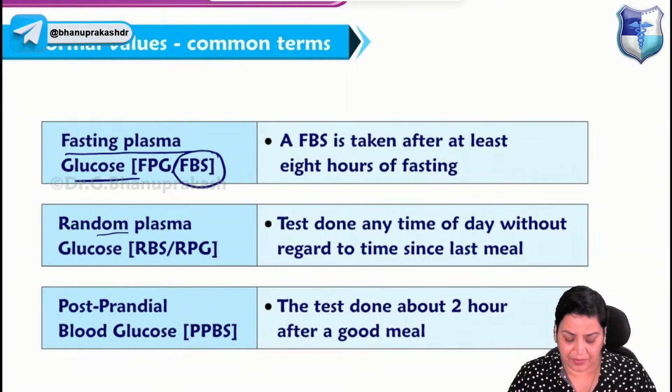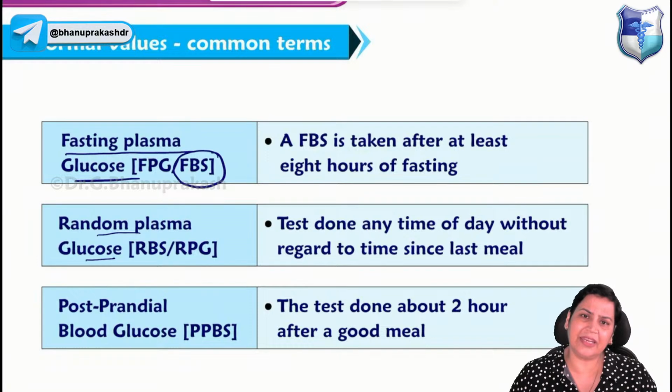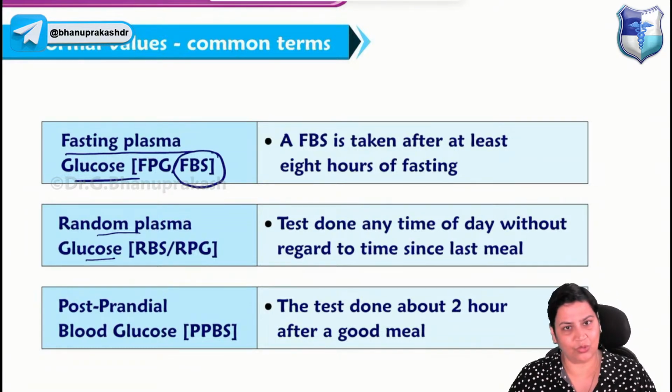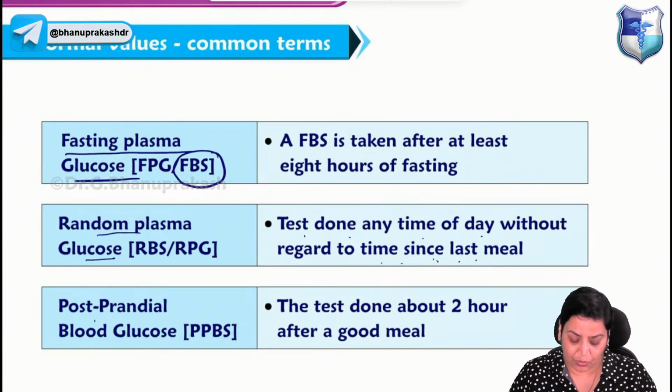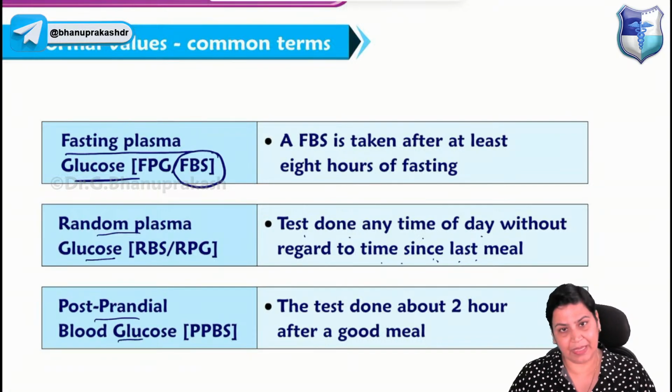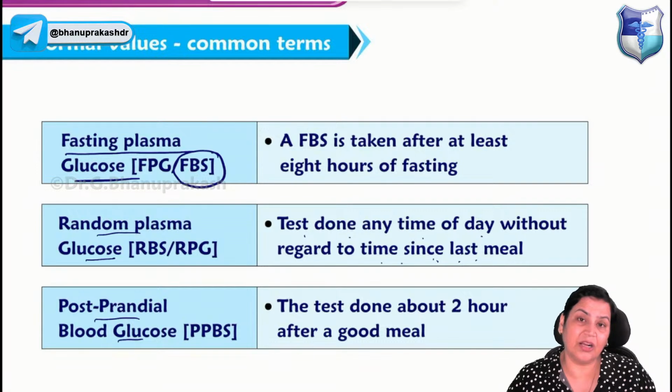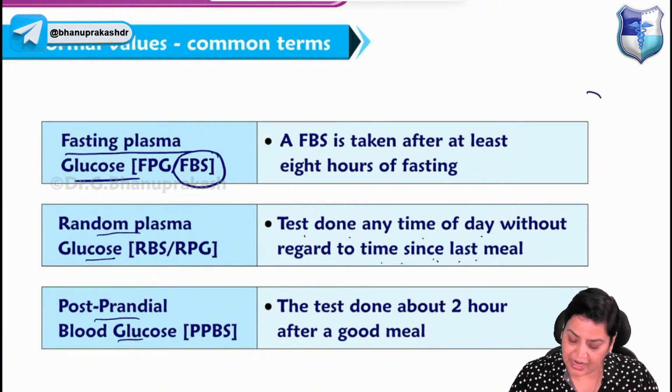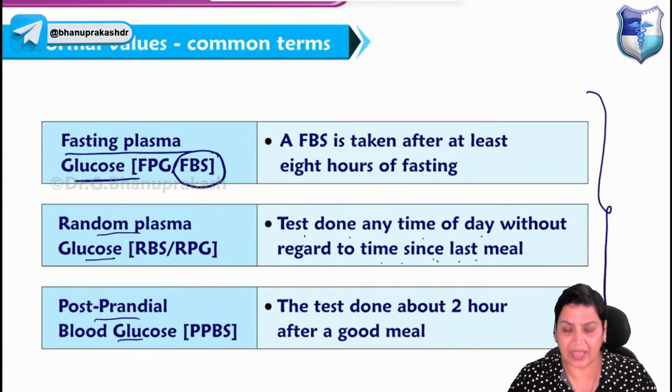Then one is RBS. RBS can be taken anytime. Random plasma glucose: test done any time of day without regard to time since last meal. Another is post-prandial, PPBS, which is a test done about 2 hours after a good meal. So these are the parameters which have to be taken into consideration when we have to estimate glucose in the blood.